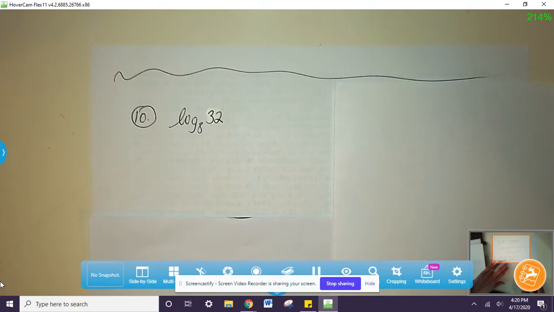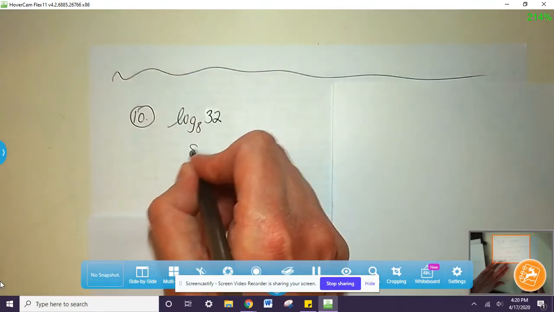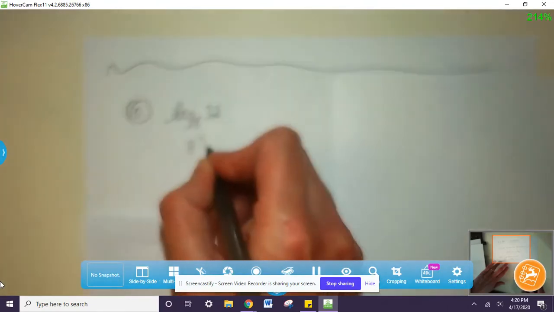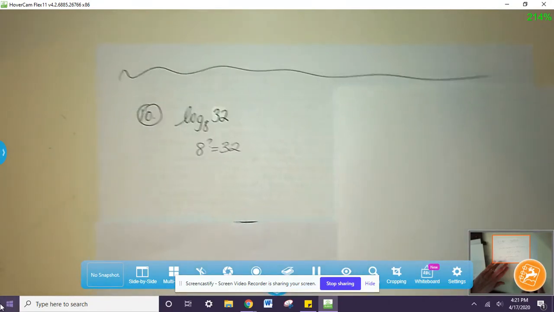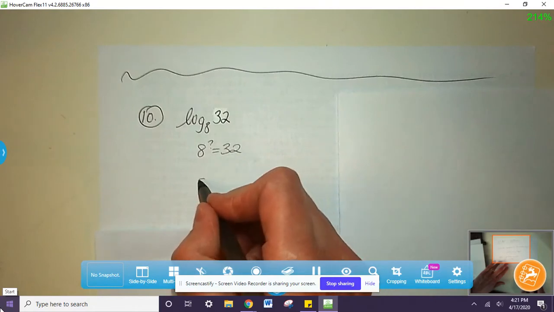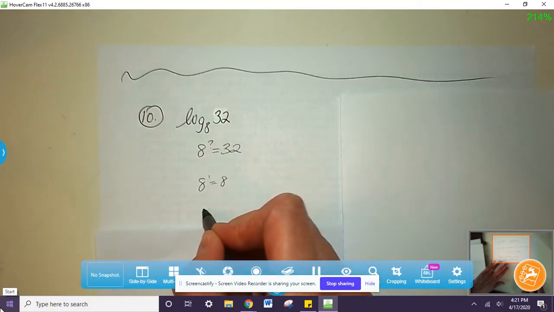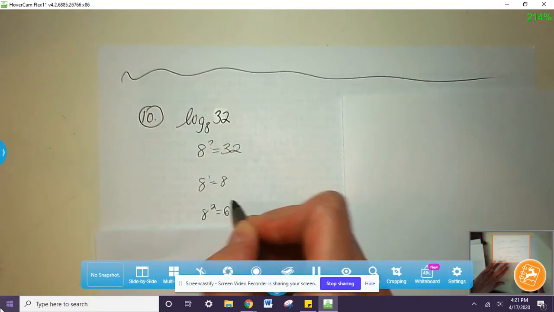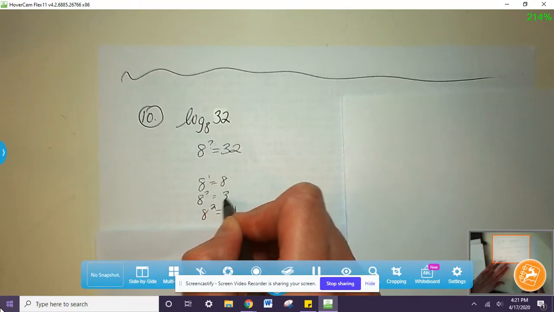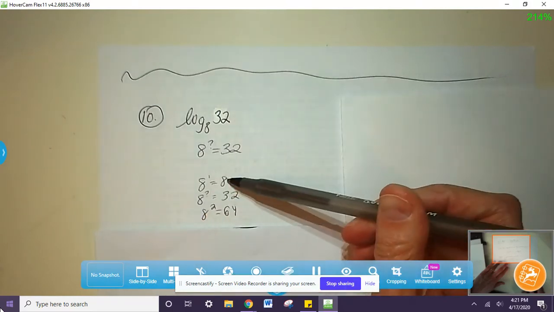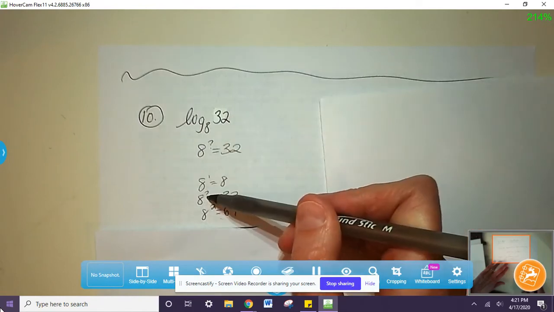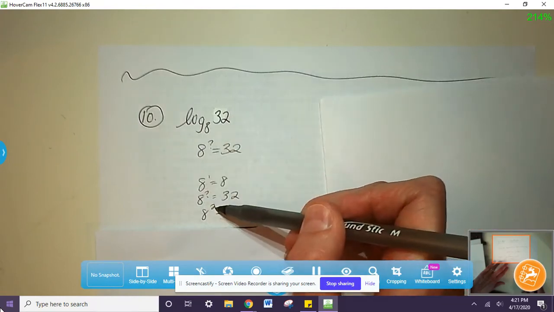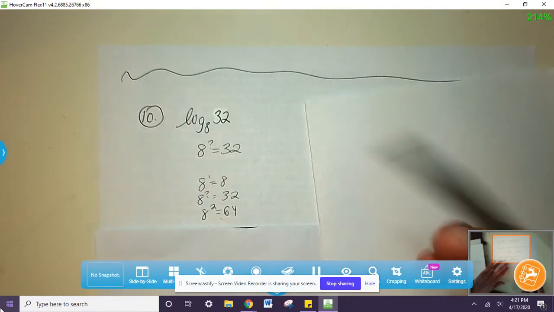Okay, so log base 8 of 32. So what we're asking here is 8 to what unknown exponent gives me 32? Now that might look kind of impossible to solve at first, because 8 to the first would be 8, and 8 to the second would be 64. So we want 8 to some power to give us 32. So if you look at what I just wrote down, this indicates that that missing exponent has to be between 1 and 2. It's going to be some fraction or some decimal.